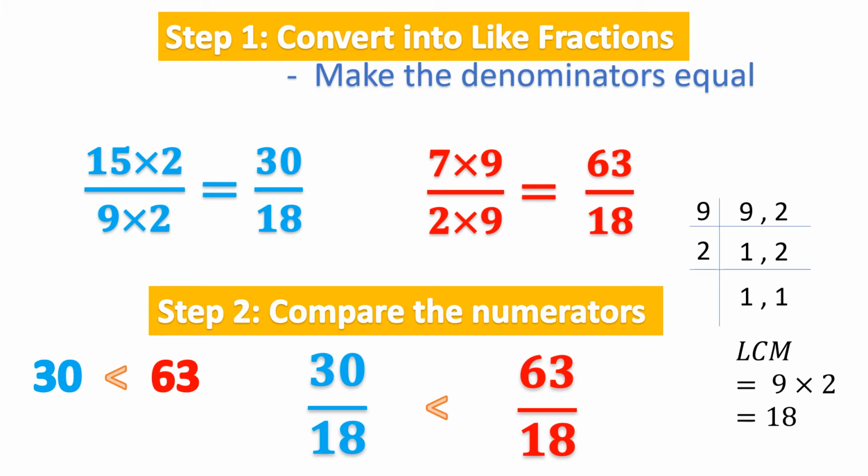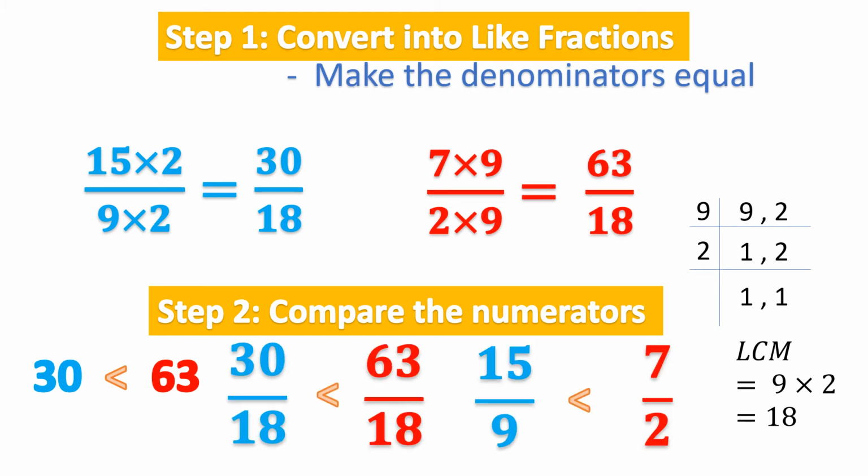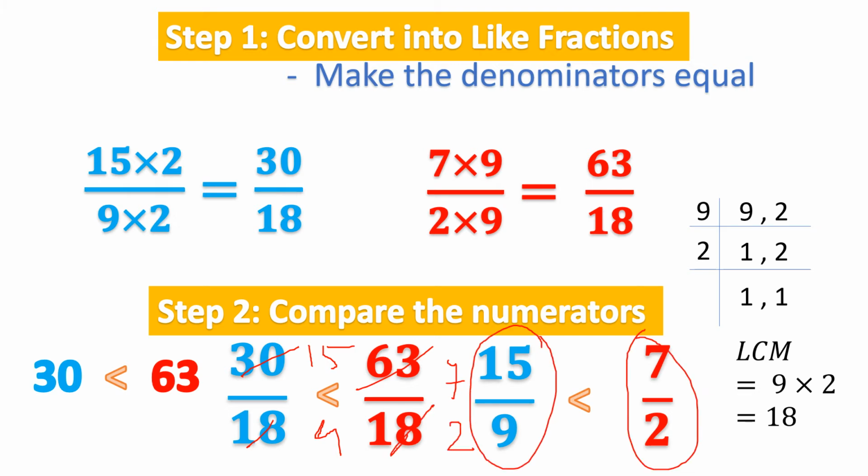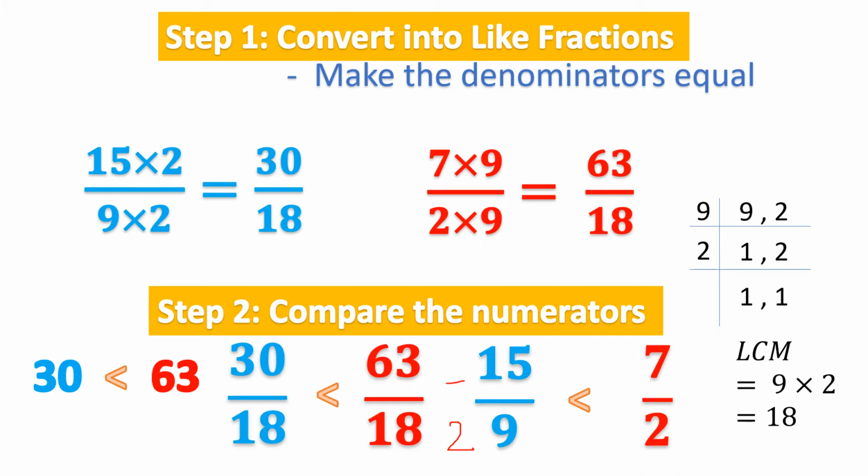So what can I write? I can write 15 by 9 is less than 7 by 2. Why? Because 30 by 18 is less than 63 by 18. Now 30 by 18 is actually what? 30 by 18 is actually 15 by 9, and this one is actually 7 by 2, right? So that's why I can write in place of them 15 by 9 and 7 by 2. Okay, so basically we have compared the fractions and we have seen which one is greater and which one is smaller. So let's understand this a little bit more clearly by taking a few more examples and learning it.